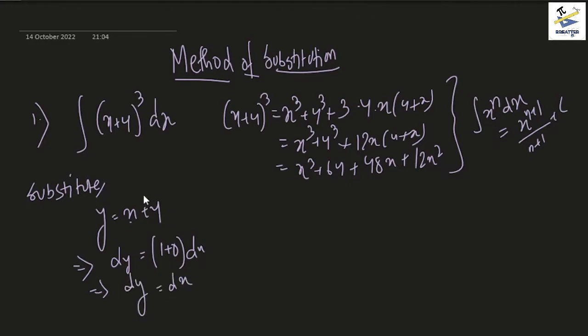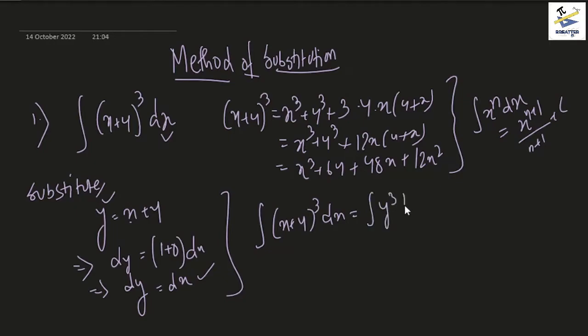So what we are trying to do is convert the whole integration from a variable x to a variable of choice y, and we also need to find dy in terms of dx. So dy would be some function of dx. Here it is equal, which is a special case, and it simplifies our integral like this: (x plus 4) whole cube dx would just be equal to y cube dy, because we have substituted.